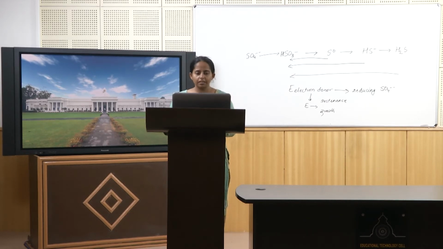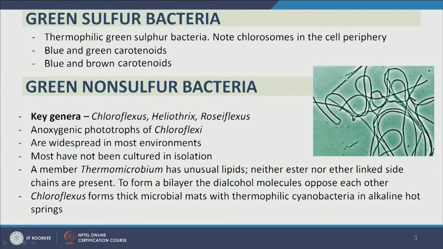So green sulfur bacteria, let's talk about them a little bit in detail. This is a picture of green sulfur bacteria, by the way. They are thermophilic, they love heat. So where will you find them? In hot water vents, in hot springs, and under sea volcanic vents. In this particular slide it is not very clear, but there are the chlorosomes which contain their photosynthetic pigment. They are usually at the cell periphery, and they can be blue and green carotenoids, blue and brown carotenoids. Now green non-sulfur bacteria fall into these particular three genera.